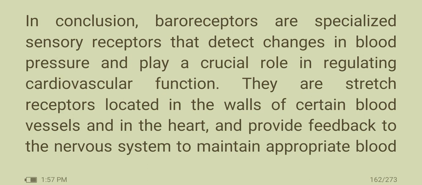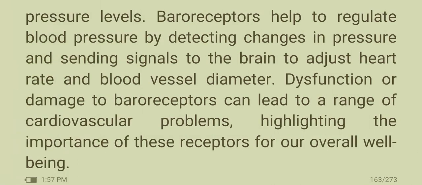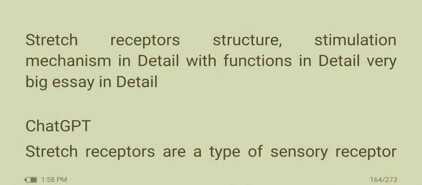In conclusion, baroreceptors are specialized sensory receptors that detect changes in blood pressure and play a crucial role in regulating cardiovascular function. They are stretch receptors located in the walls of certain blood vessels and in the heart and provide feedback to the nervous system to maintain appropriate blood pressure levels. Baroreceptors help to regulate blood pressure by detecting changes in pressure and sending signals to the brain to adjust heart rate and blood vessel diameter. Dysfunction or damage to baroreceptors can lead to a range of cardiovascular problems, highlighting the importance of these receptors for our overall well-being.